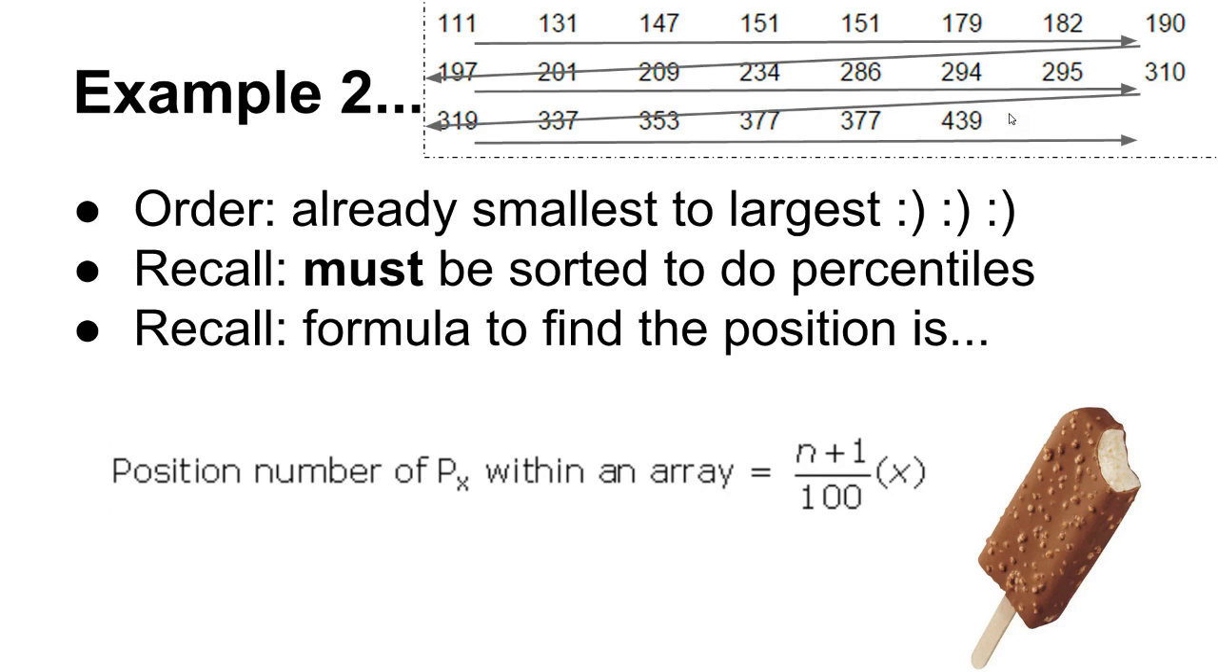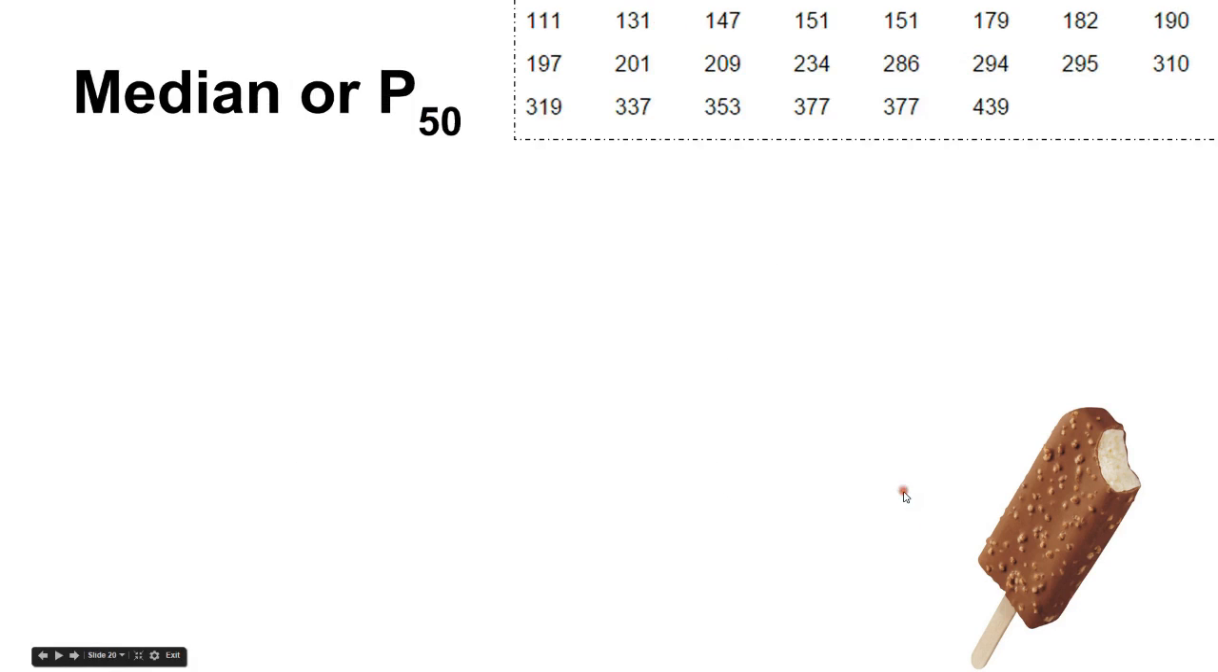You have to sort your data set to do percentiles. If you're using Microsoft Excel or a stats program, SPSS, SAS, what have you, it'll do it automatically for you. If you're doing it by hand, you are going to have to make sure that things are sorted. Now, recall that the formula for the position is what's shown below: the total number of data points plus 1, divided by 100, times the percentile you're interested in.